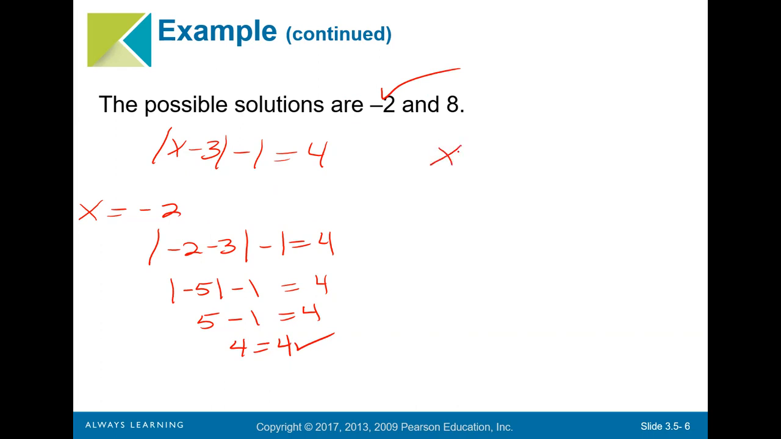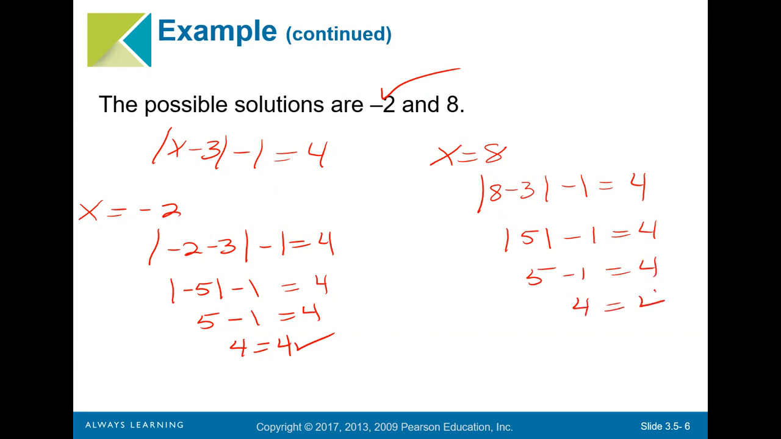Let's try 8. So I got the absolute value of 8 minus 3, minus 1. Well, 8 minus 3 is 5. And we're going to pull it out of the absolute value. It's positive already. 5 minus 1 is 4. Oh, perfect. True solutions. Let's move on.